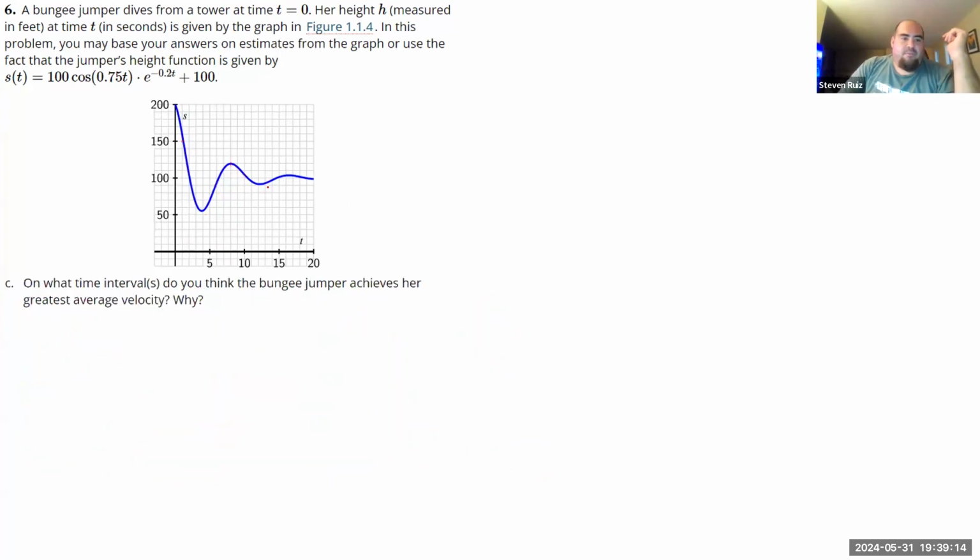All right, moving on to part C. On what time intervals do you think the bungee jumper achieves her greatest average velocity? So, greatest average velocity, like we just said, her average velocity on every single one of these intervals was negative. So I'm going to answer this in a couple different ways. One in the way that it's technically written, and one in a way which I suspect what they were really looking for.